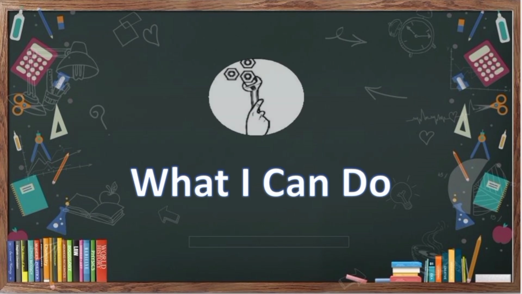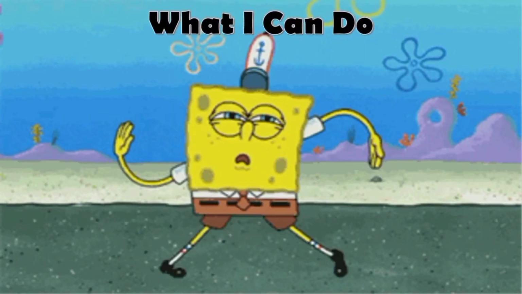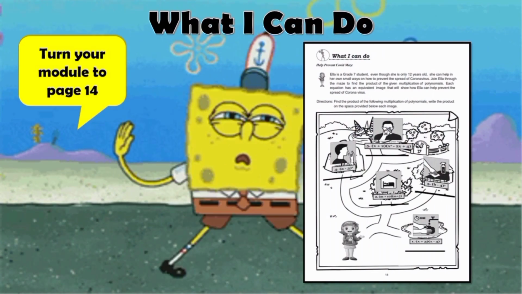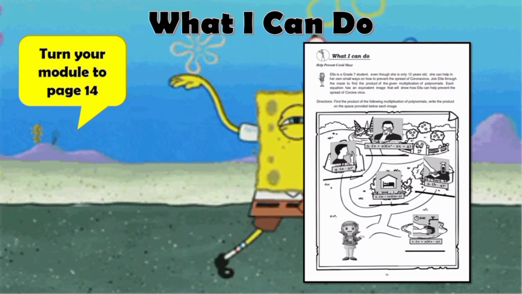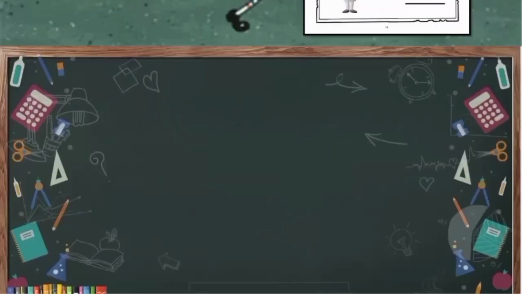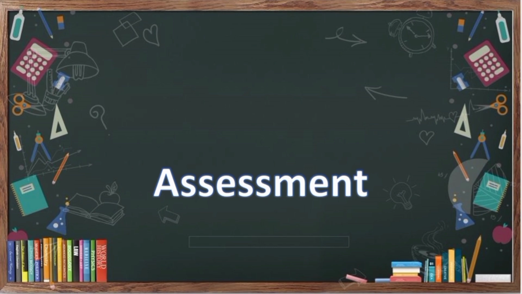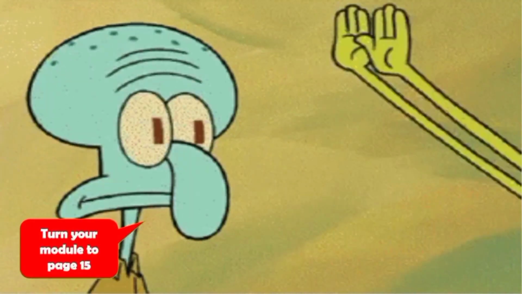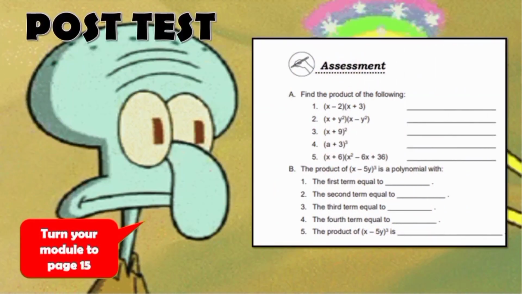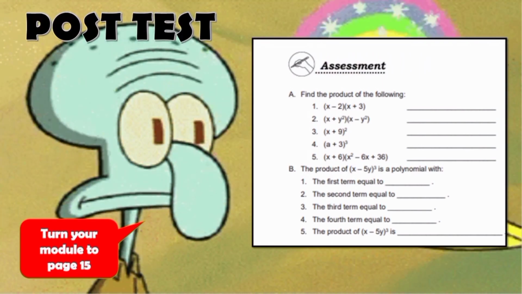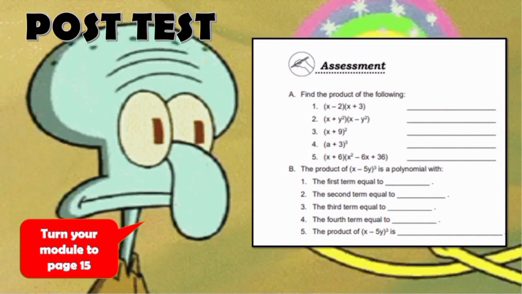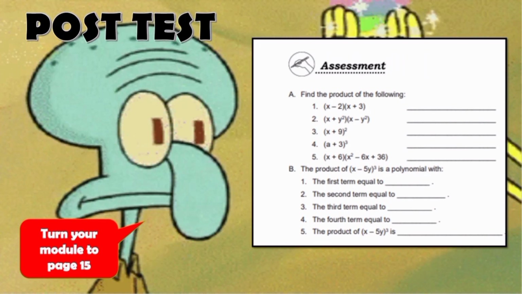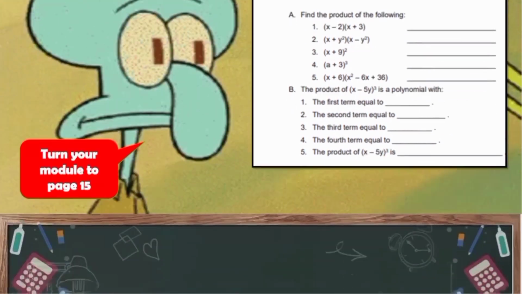What I can do. Turn your module to page 14. Find the product of the following multiplication of polynomials. Write the product on the space provided before each image. Assessment. Turn your module to page 15. Let's answer the post-test. For letter A, find the product of the following. For letter B, the product of x minus 5y raised to the third power is a polynomial with. Write your answer on the blank.